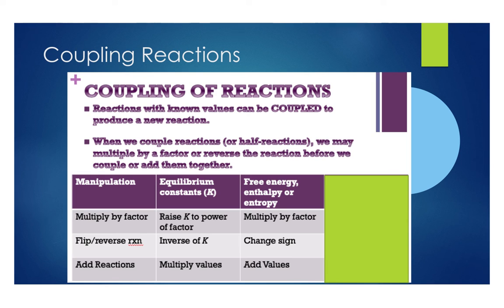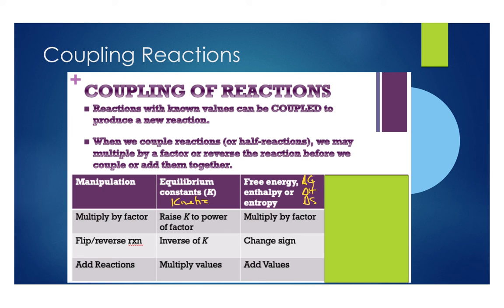When we couple reactions or half reactions, we may multiply by a factor or reverse the reaction before we add them together. We've seen this a bunch of different times, all different applications of Hess's law. The big thing to understand is that when we're talking about kinetics, we're talking about equilibrium constants, and when we're talking about the thermodynamics of a reaction, we're talking about things like delta G, delta H, delta S. How we deal with coupling the reaction equations in these situations is different.